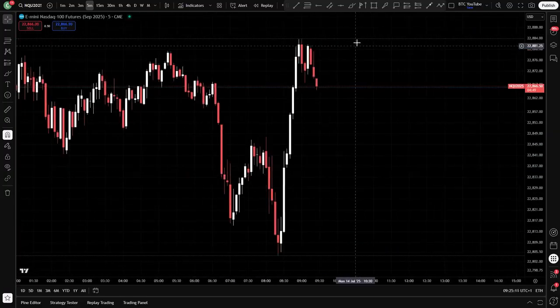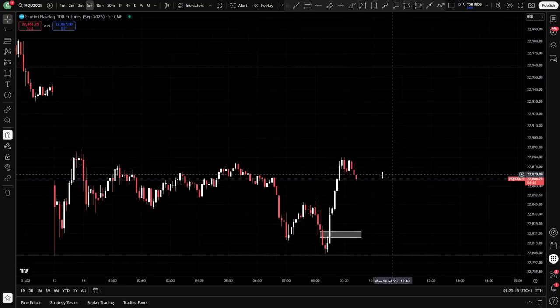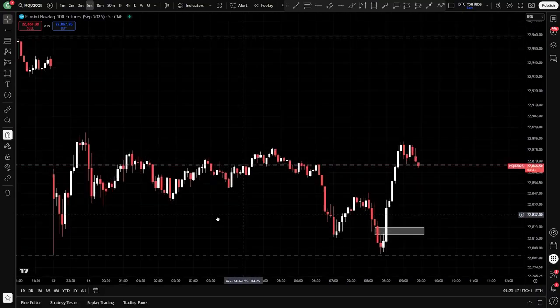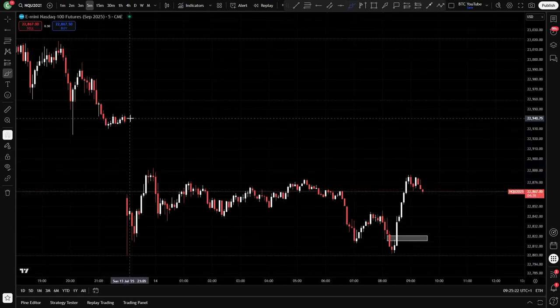I actually took a trade this morning. It wasn't a super clean setup, but I just did really like the momentum back to the upside. You can see, obviously, the new week opening gap here is a big draw of liquidity.